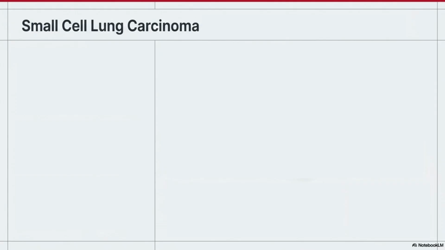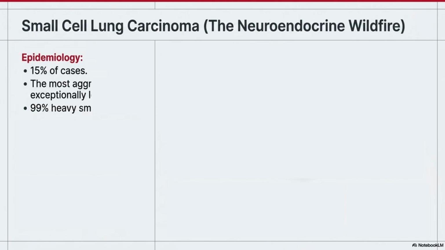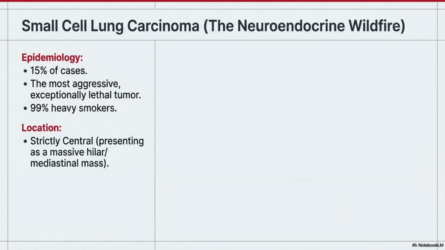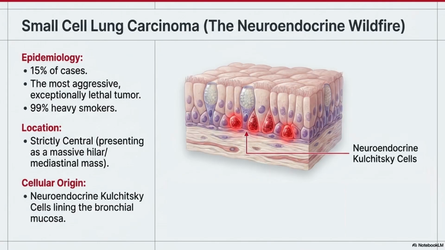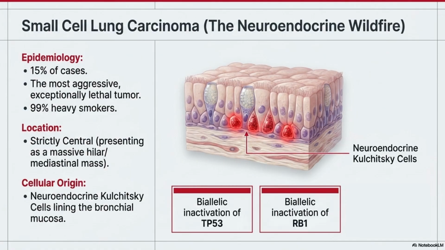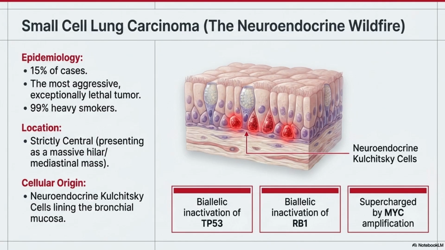Next is the most dangerous of them all, small cell lung carcinoma, the neuroendocrine wildfire. It makes up 15% of cases, but it is the most aggressive and exceptionally lethal tumor we see. 99% of these patients are heavy smokers. It is strictly central, usually presenting as a massive hilar or mediastinal mass. At a cellular level, it originates from the neuroendocrine Kulchitsky cells lining the bronchial mucosa. Genetically, this tumor is an absolute disaster. It features biallelic inactivation of both TP53 and RB1, supercharged by MYC amplification.